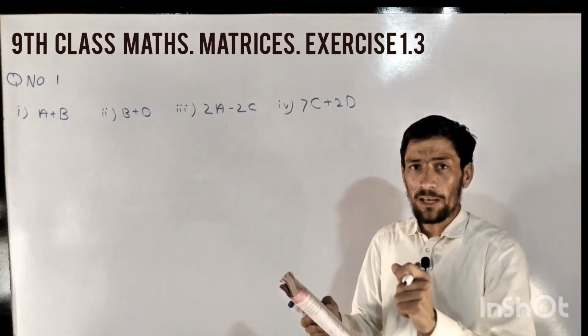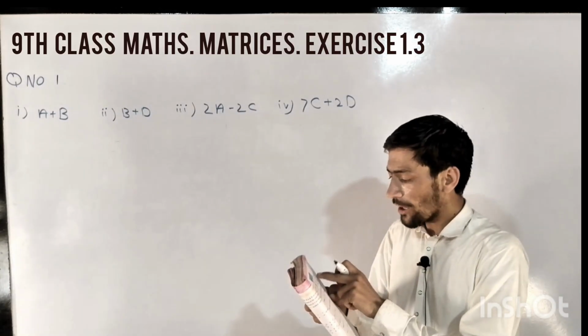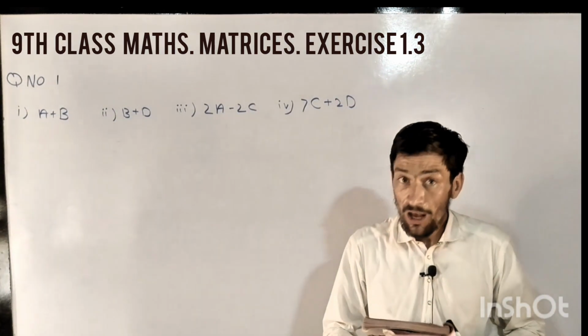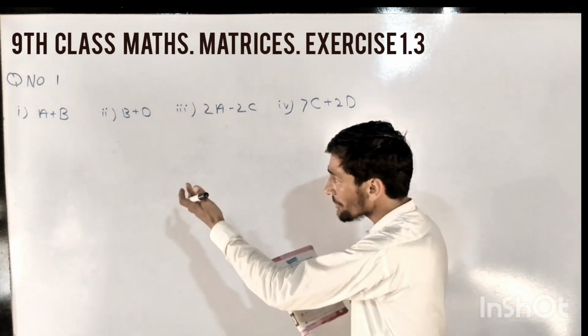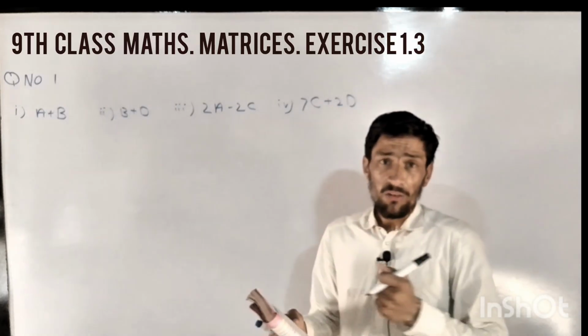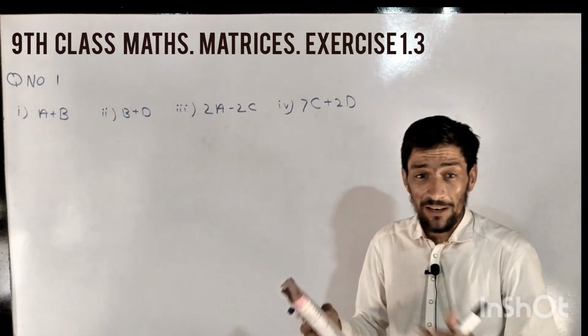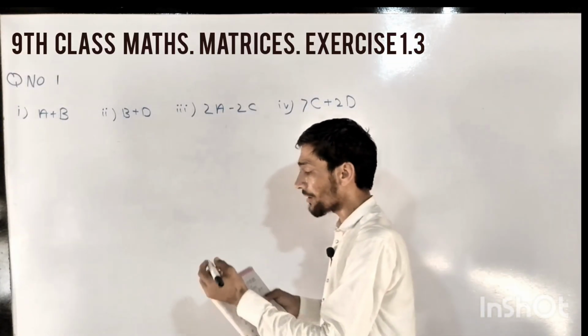We will check one by one right here. For those which are defined, give the dimension of the resulting matrices. After that, we will give the dimension, meaning rows and columns. So let's move to question number 1.